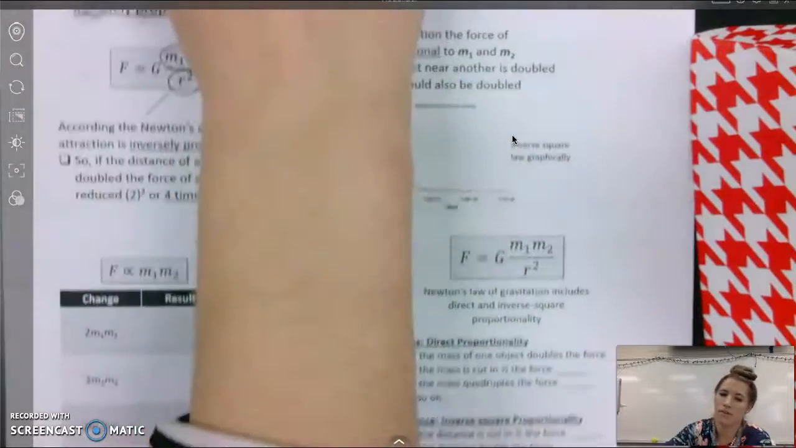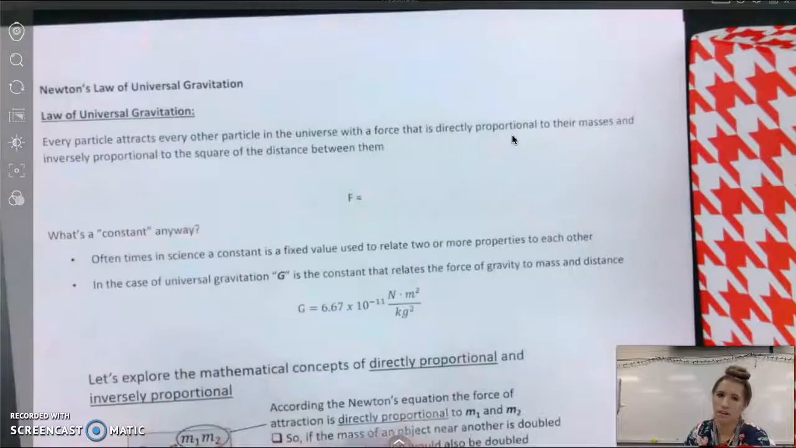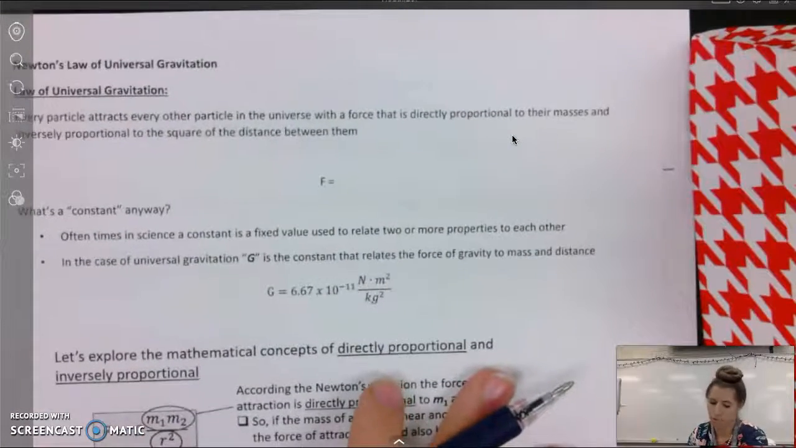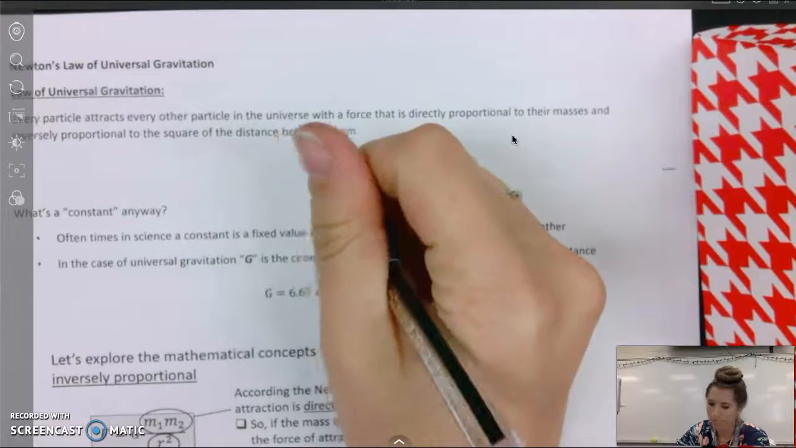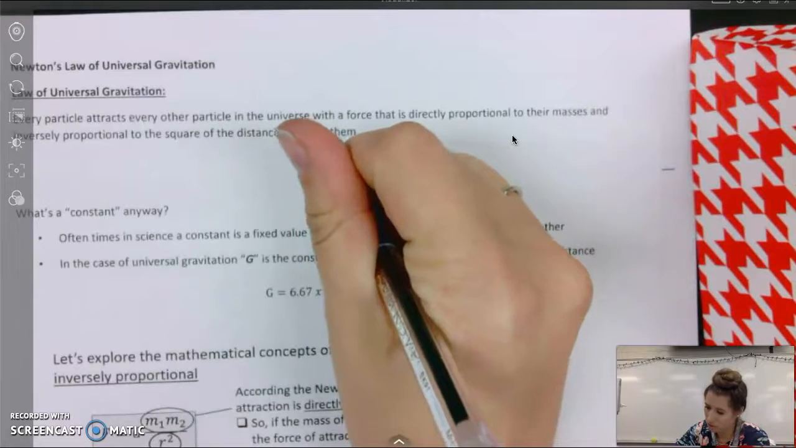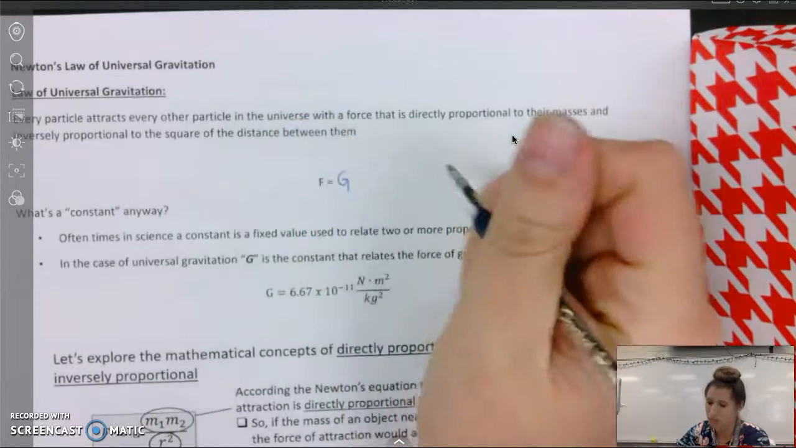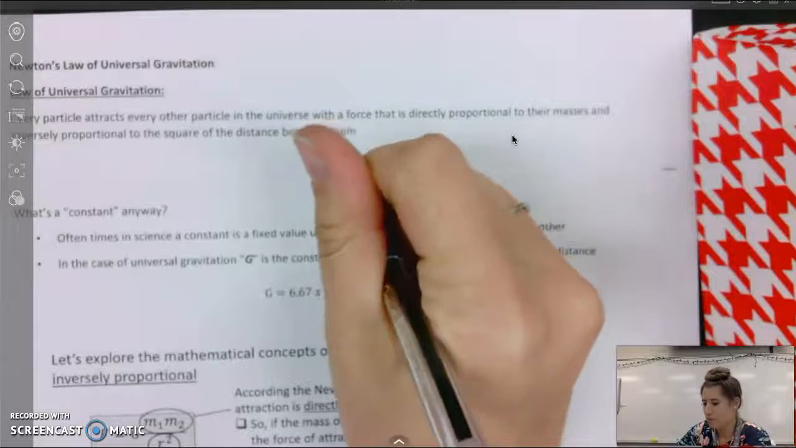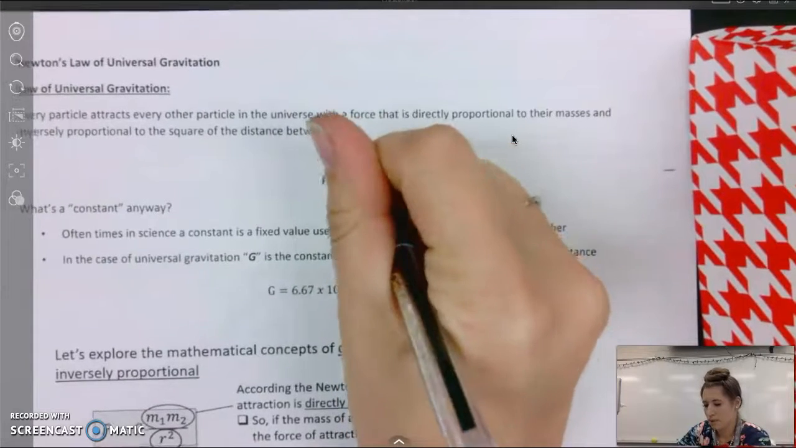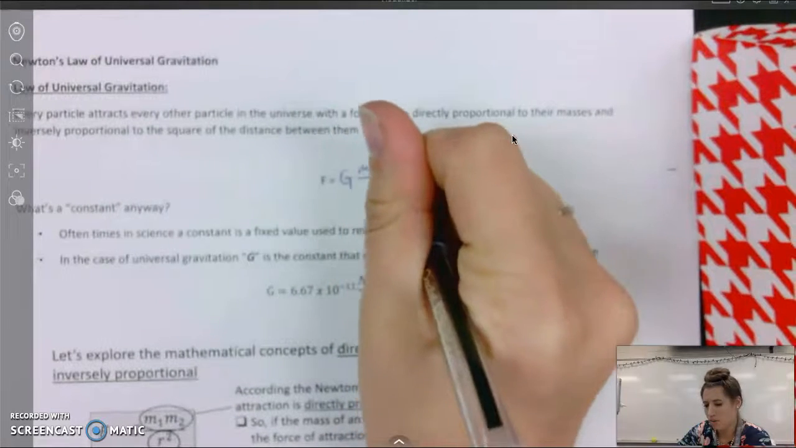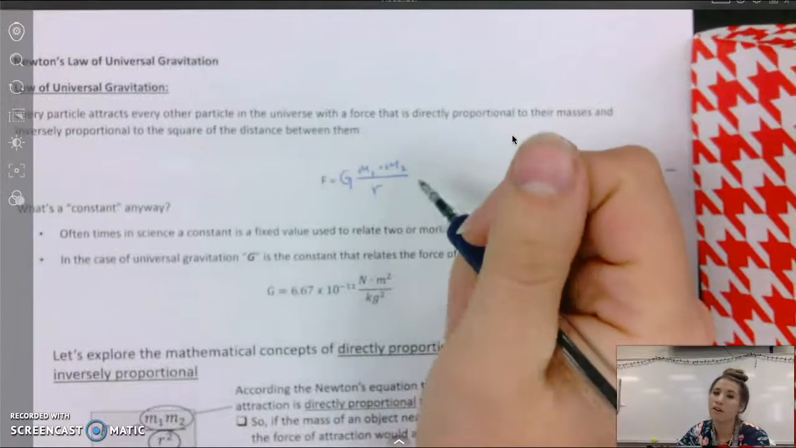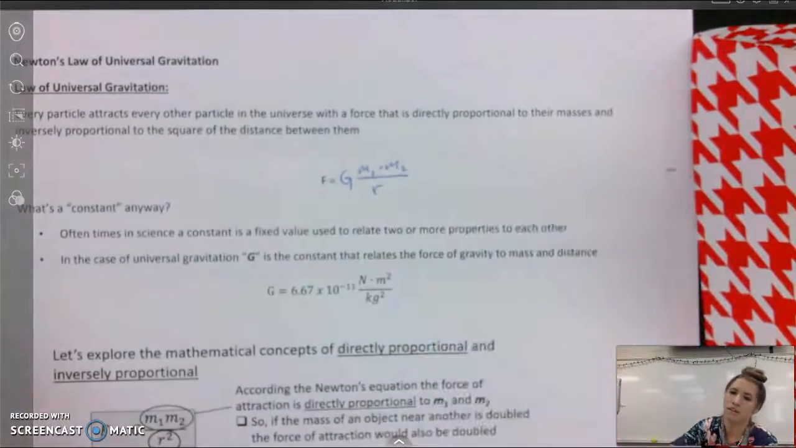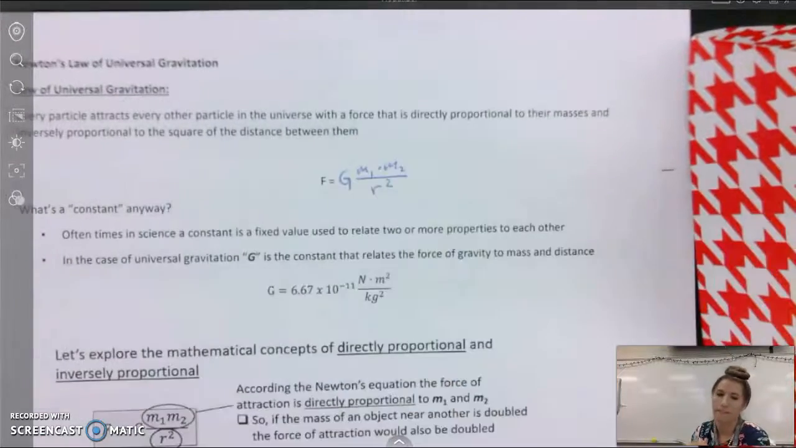Now, we have an equation that describes what's happening here. And that equation is the force due to gravity is equal to G, which is this gravitational constant, multiplied by mass 1, mass 2, over the distance between the masses, or the distance between the centers of mass of the masses, squared. Okay.